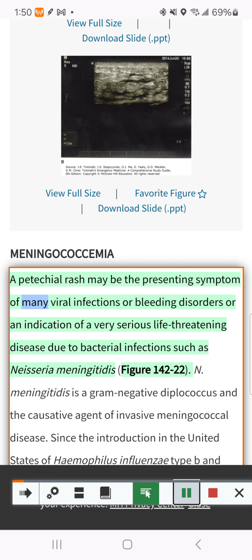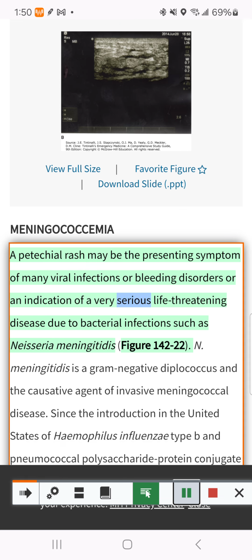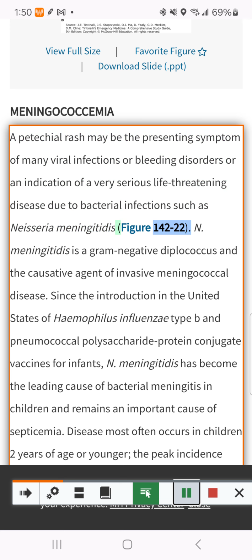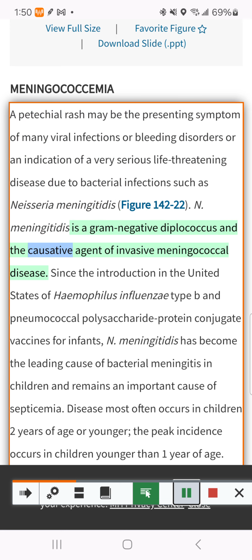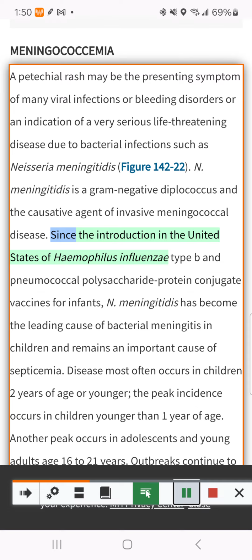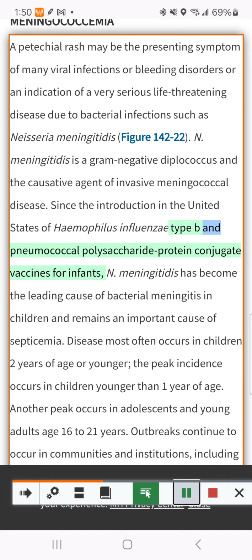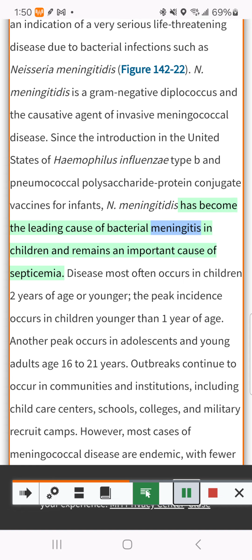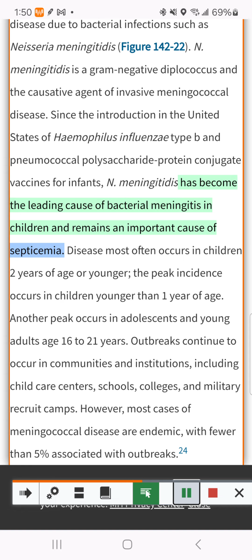A petechial rash may be the presenting symptom of many viral infections or bleeding disorders, or an indication of a very serious life-threatening disease due to bacterial infections such as Neisseria meningitidis. Figure 142-22. N. meningitidis is a gram-negative diplococcus and the causative agent of invasive meningococcal disease. Since the introduction in the United States of Haemophilus influenzae type B and pneumococcal polysaccharide protein conjugate vaccines for infants, N. meningitidis has become the leading cause of bacterial meningitis in children and remains an important cause of septicemia.